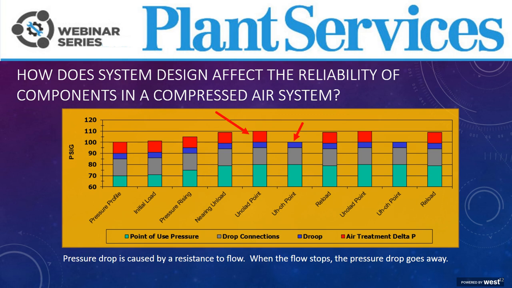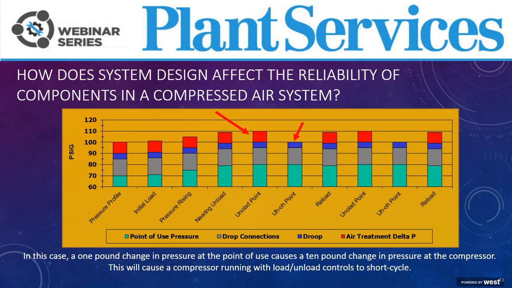Pressure drop is caused by resistance to flow. When the flow stops, the pressure drop goes away. In this case, we can see that as soon as the compressor unloaded, the pressure drop through the air treatment equipment went away, and the pressure dropped 10 pounds. In this case, only a 1 pound change in the pressure at the point of use was causing a 10-pound fluctuation at the compressor pressure transducer.